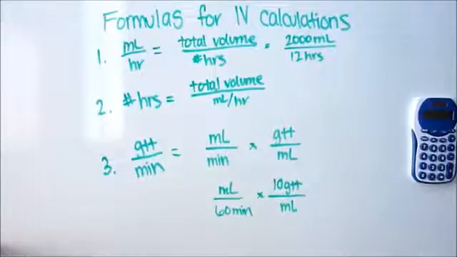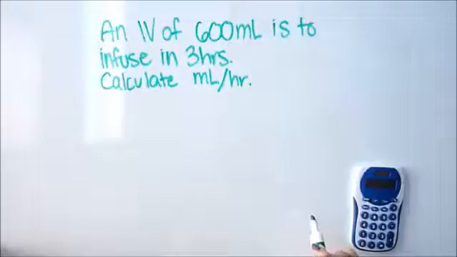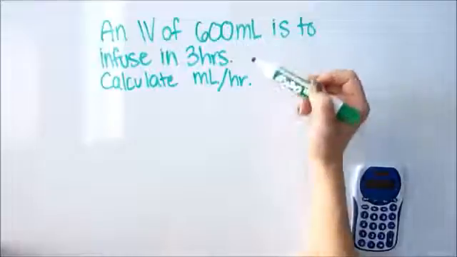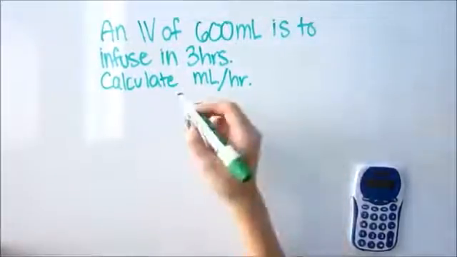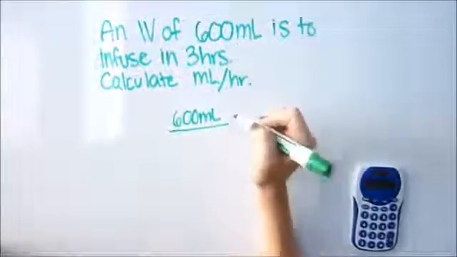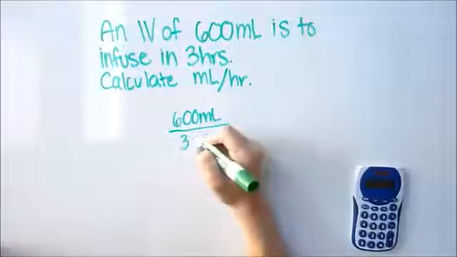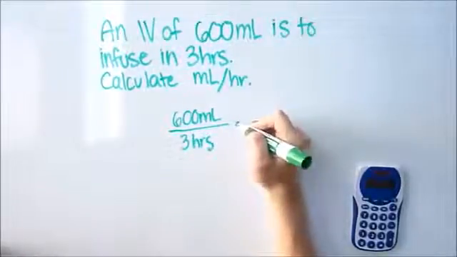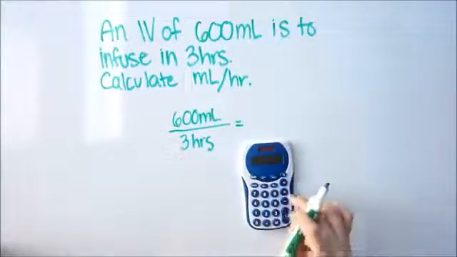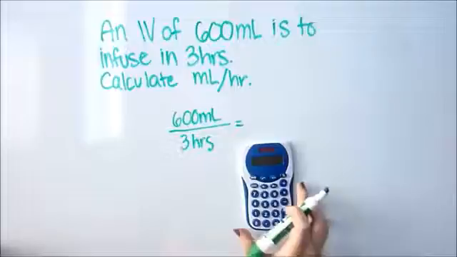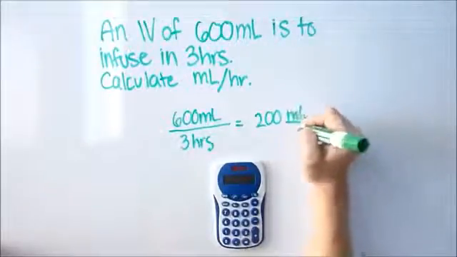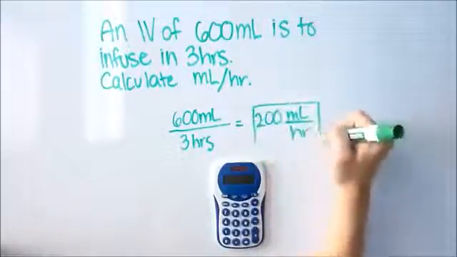Let's get started. In this problem we have an IV of 600 ml to infuse in 3 hours. Calculate ml per hour. We take 600 ml because that's our volume, and divide it by the number of hours, which is 3 hours. On the calculator, 600 divided by 3 is 200 ml per hour. And there's our answer.